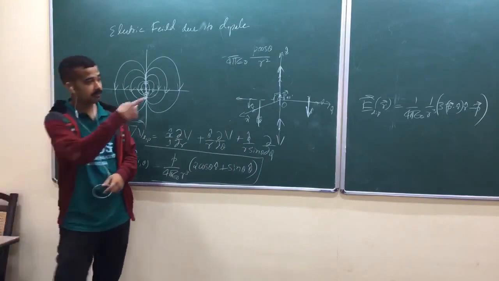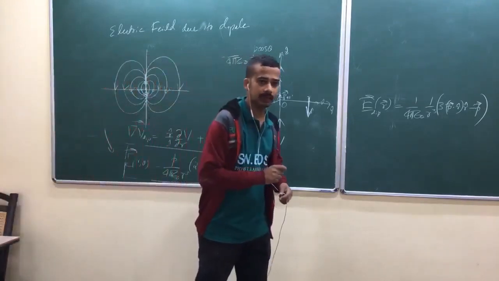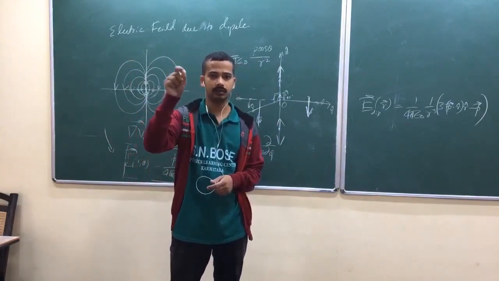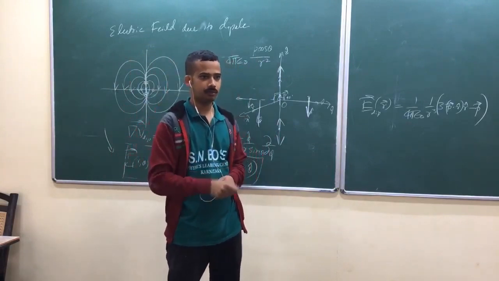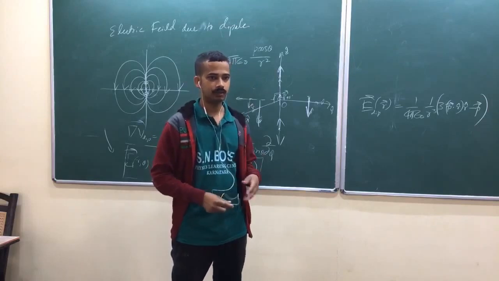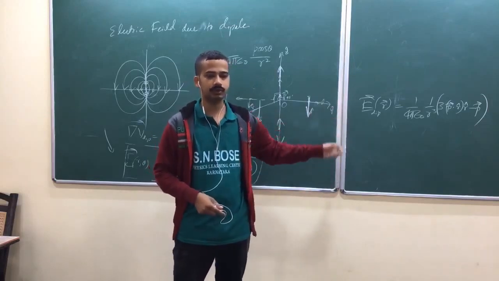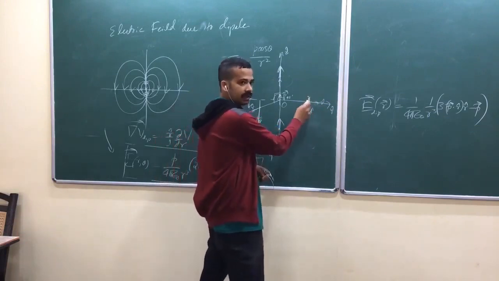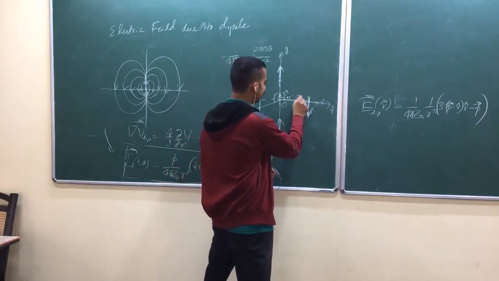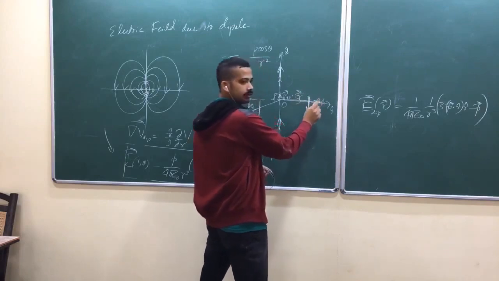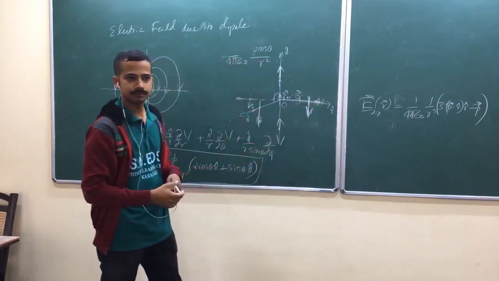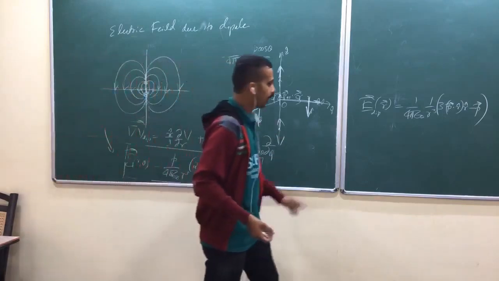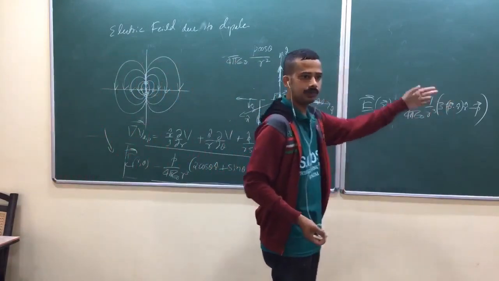What is this r cap over there? r cap is the unit vector from the origin toward the location, the point of interest. The r vector is the position vector of the point of interest. So suppose I have taken this field here, this is the r vector, this is the r cap vector. I hope you got that idea. Your r vector is the position vector, r cap is the unit vector along that direction.